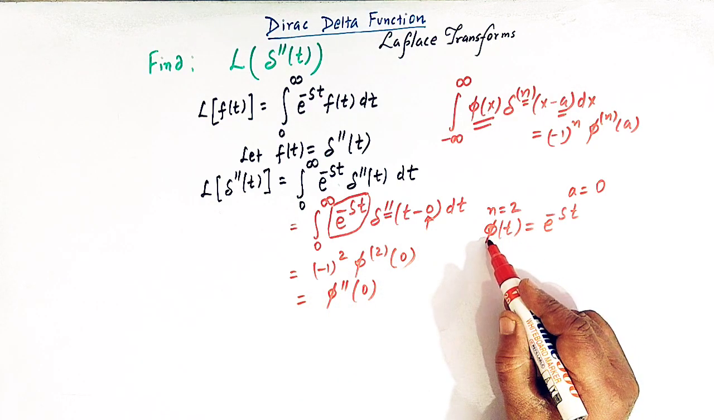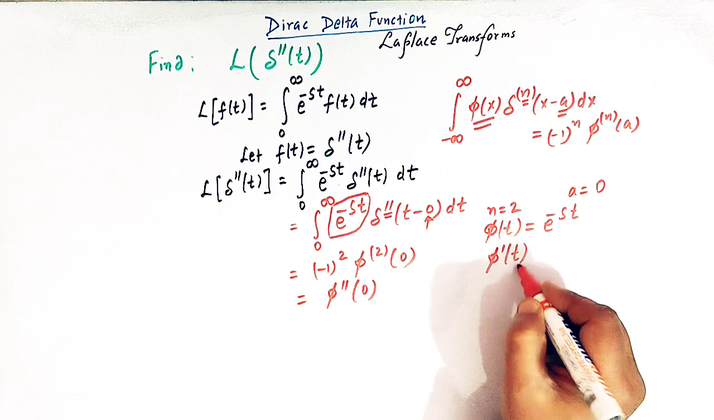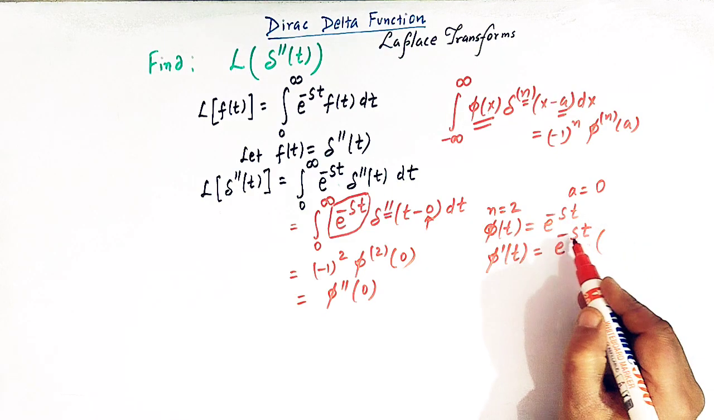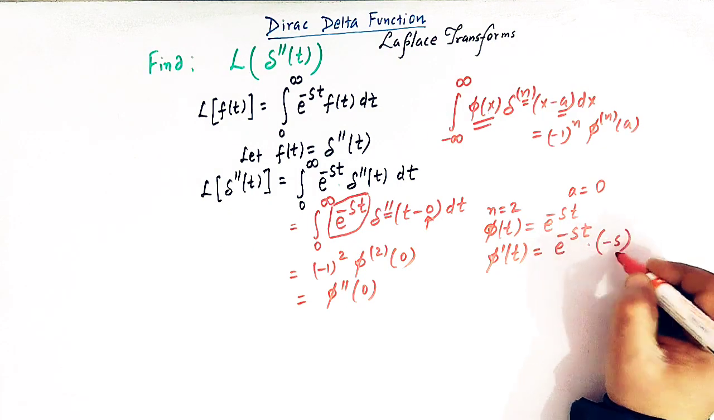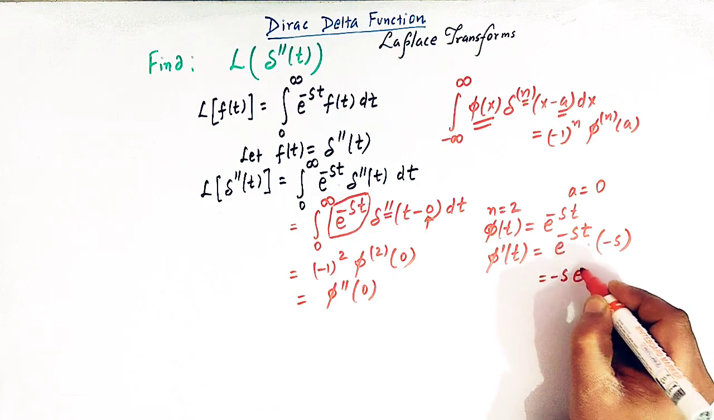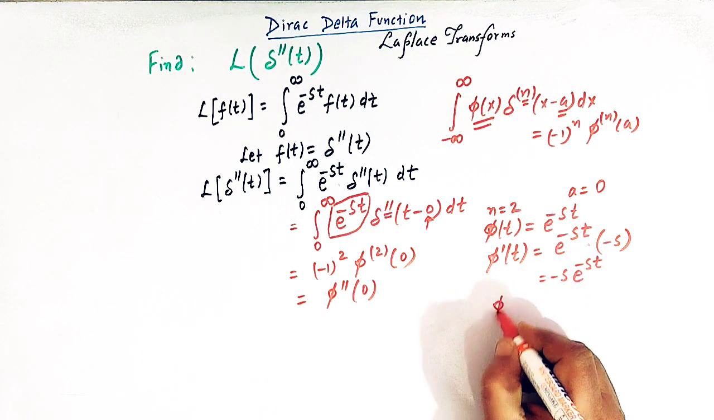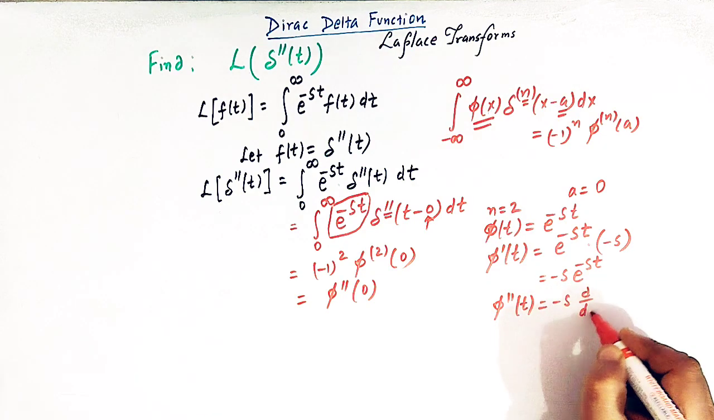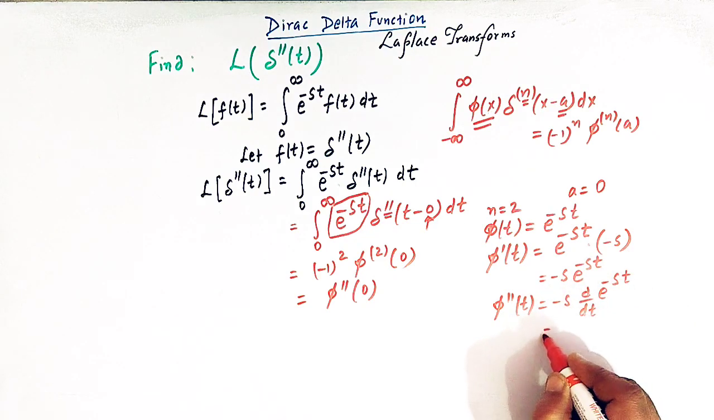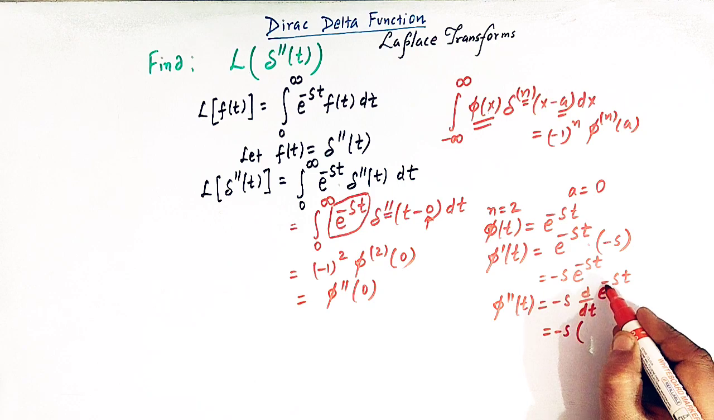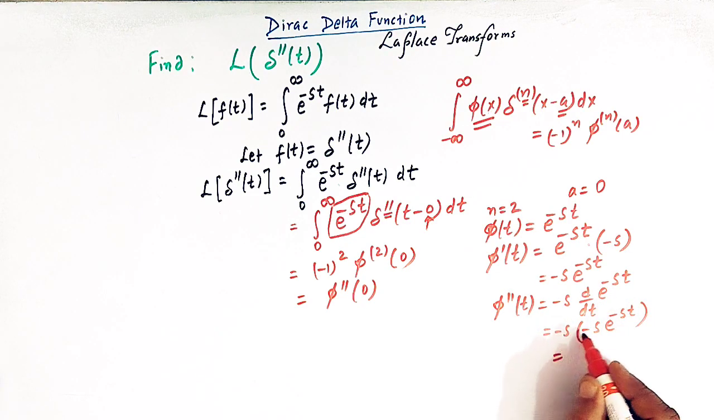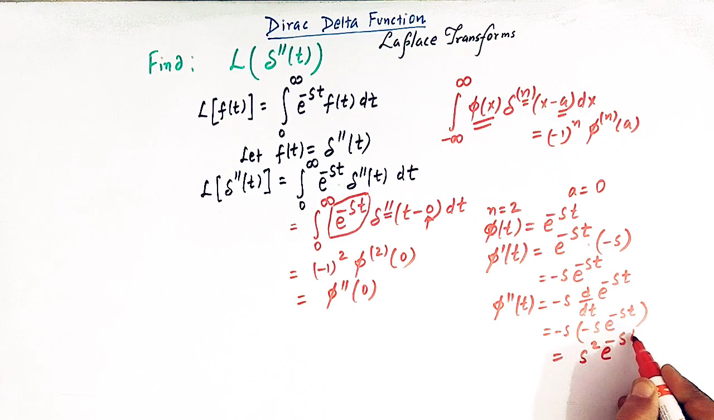So let us find out the second derivative of phi of t. So the first derivative is phi prime of t, which is e raised to minus s times t. And by chain rule, the derivative of minus s t is given by minus s, because the derivative of t is 1. So we have minus s e raised to minus s times t. Now the second derivative can be obtained by again differentiating this function. So we have minus s and then we have the derivative e raised to minus s times t. So we have minus s, and here the derivative of e raised to minus s times t is minus s e raised to minus s times t. So minus minus multiplied together becomes positive. So we have s square and e raised to minus s times t.